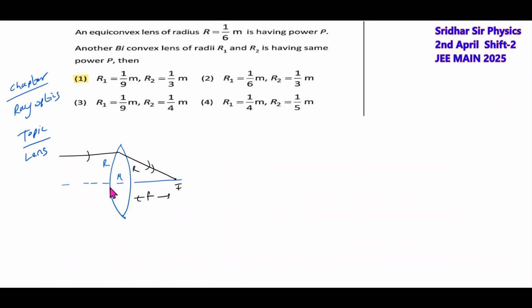There's a basic idea. What is the formula for an equiconvex lens? 1 by f1 equal to mu minus 1 into 1 by r minus of minus 1 by r. Why the negative sign? Because this radius will be positive, as you are measuring in the direction of the incident ray. The radius of curvature of this surface you are measuring opposite to the incident ray. Therefore, this will be negative. So this will become 1 by f1 equal to mu minus 1 into 2 by r.